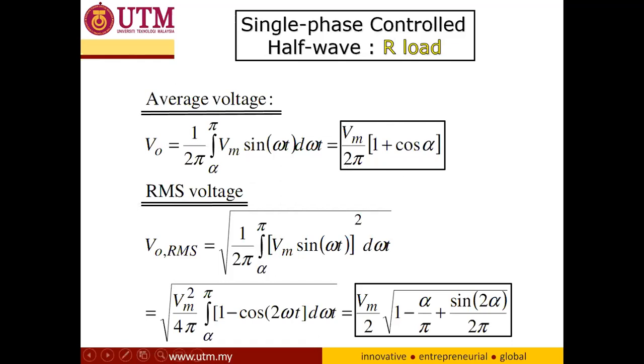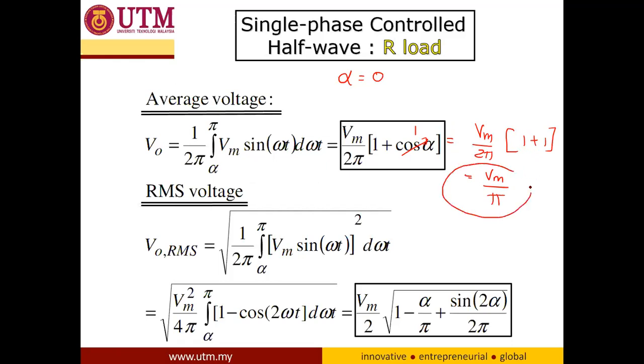Note that if the firing angle is zero, meaning there is no delay, then when we substitute alpha here, cos alpha is equal to 1, so we have Vm over 2 pi, and this one becomes 1 plus 1, which is Vm over pi finally. You may recall this Vm over pi is similar to the half-wave rectifier using diode.